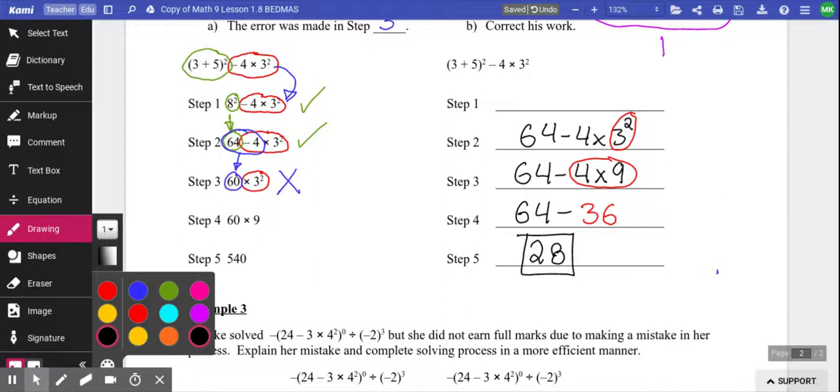Those are popular types of questions, so it's probably something you're going to see again. If not this year, for sure next year, because I know what the 10C stuff looks like.